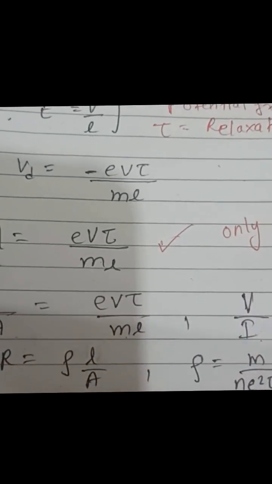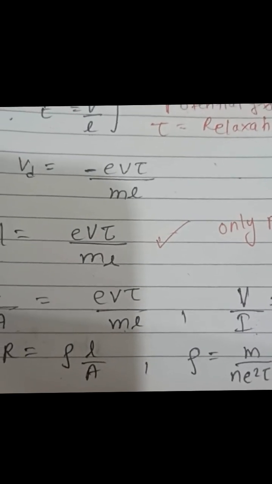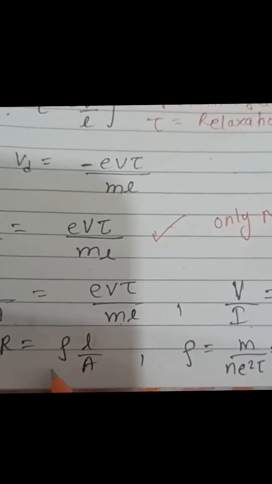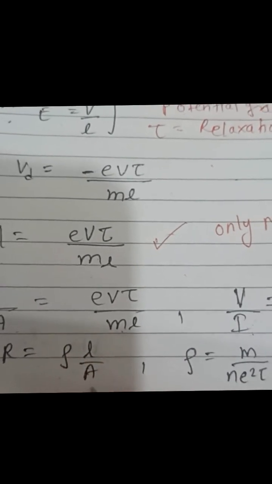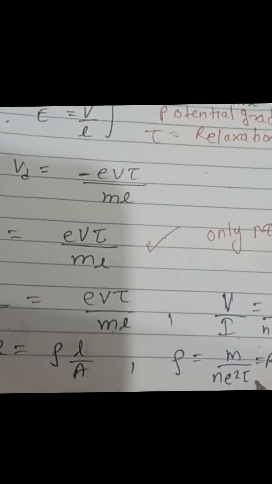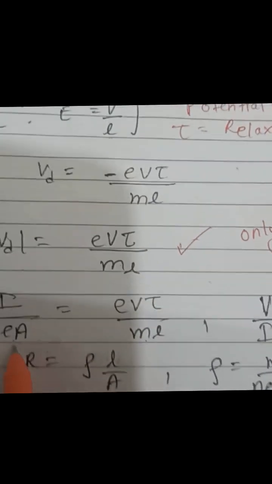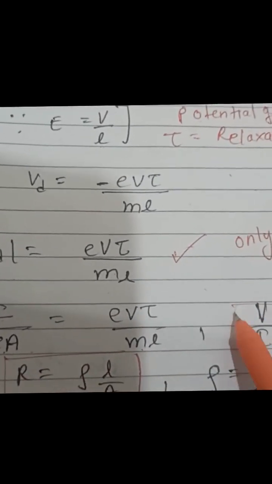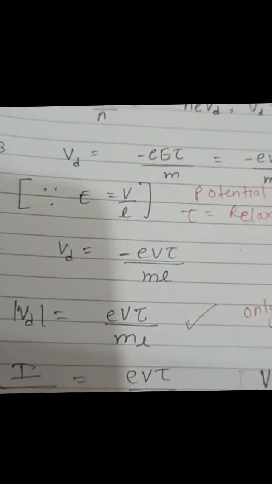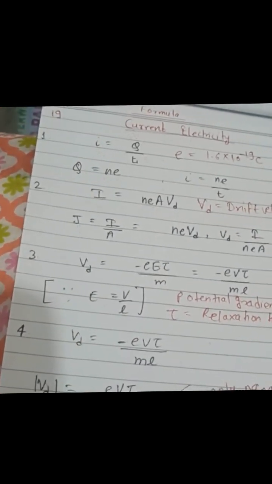So V by I equal to m upon N e square tau times L by A. So R equal to rho L by A, and rho is equal to m upon N e square tau, where rho is the resistivity. Okay, so this is the main formula for problem solving, the main formula of this chapter, current electricity.